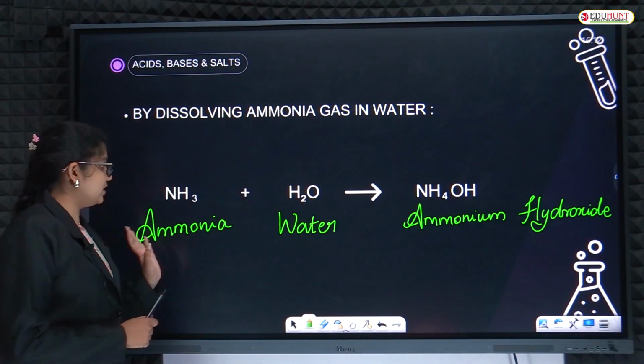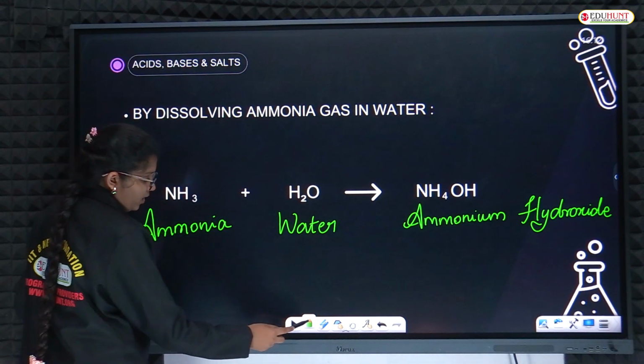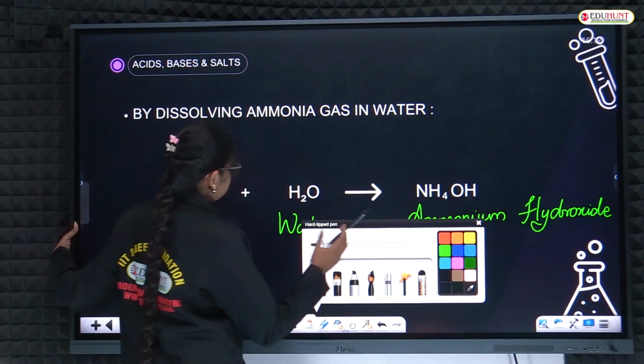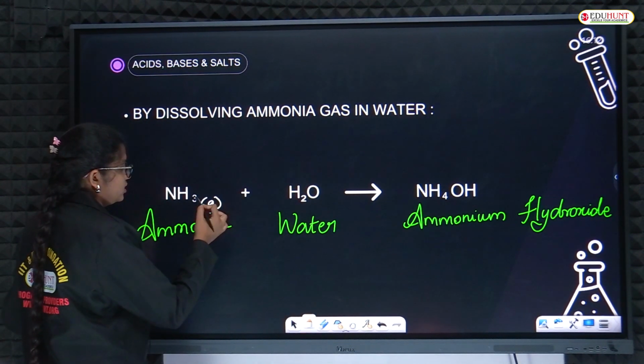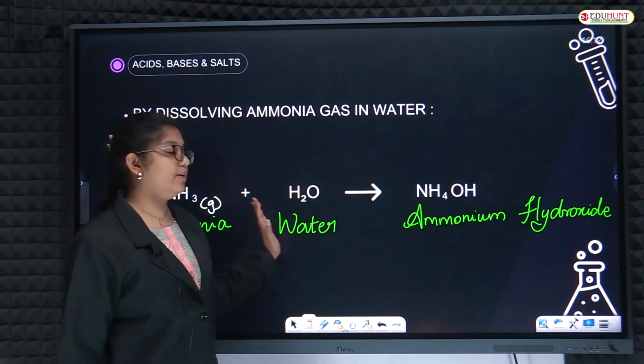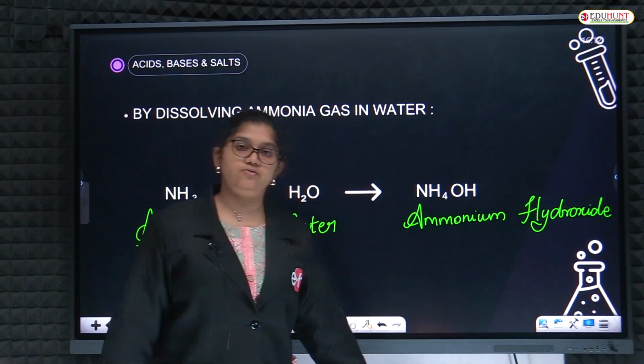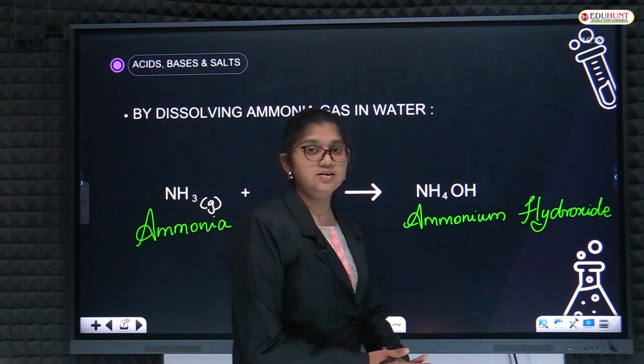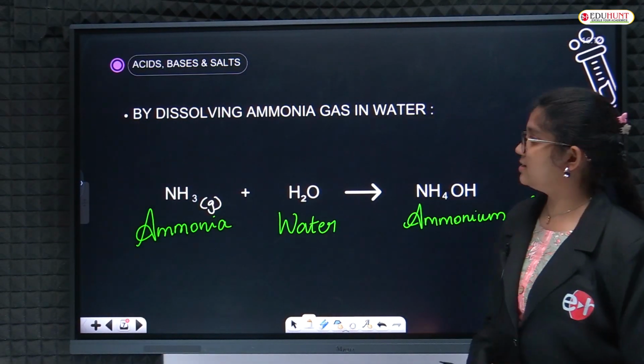That's it. We will take ammonia gas. This is gaseous form now. I'll write G here. Okay, bracket G. Ammonia gas in water will give us ammonium hydroxide directly. Simple equation for you. Okay. This is the fourth method in the general methods of preparing a base.